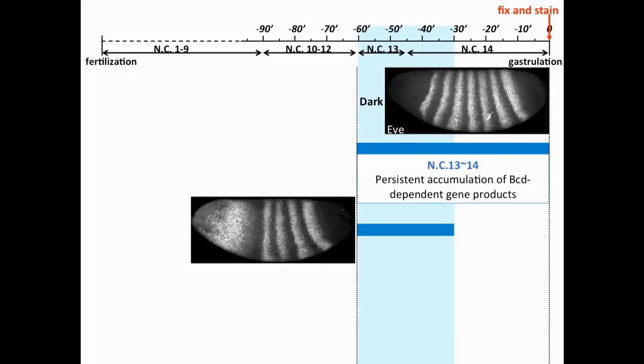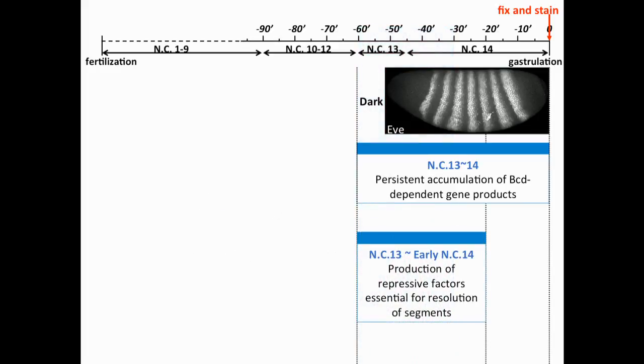Then we tried to illuminate only the first part of this critical time window. This time we see eve expression in the anterior region, but it fails to resolve into stripes, which means that this time from nuclear cycle 13 to early nuclear cycle 14 is essential for the production of repressive factors that are essential for the resolution of segments.